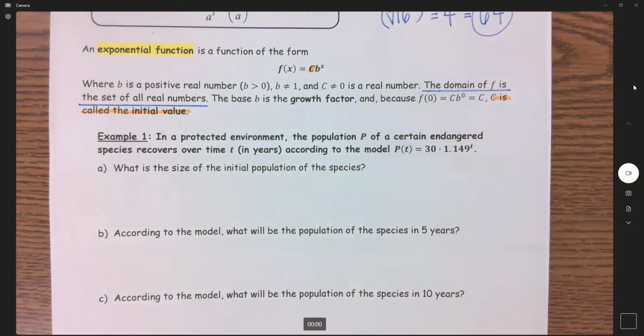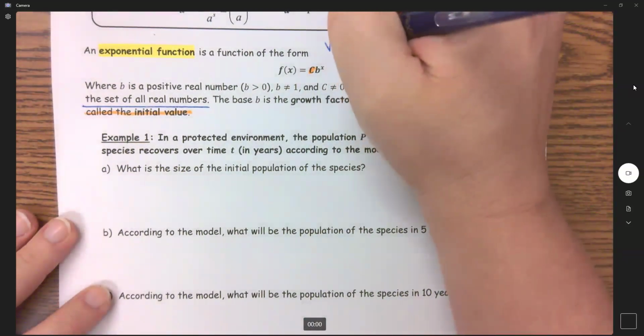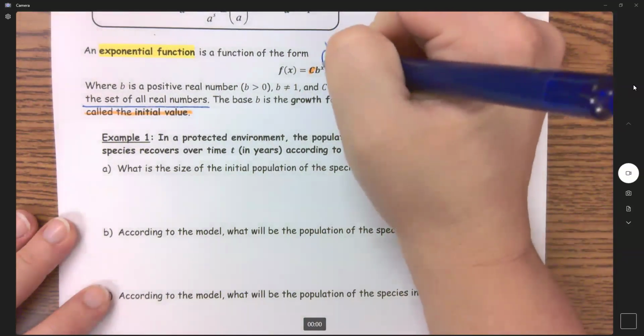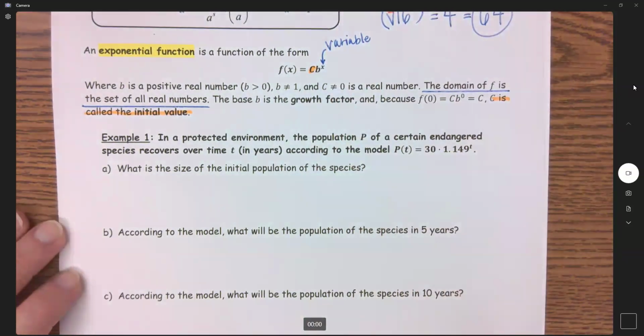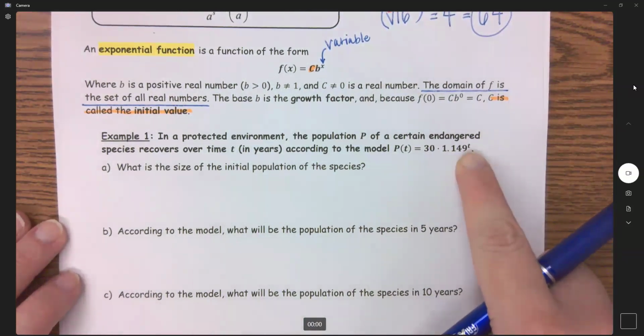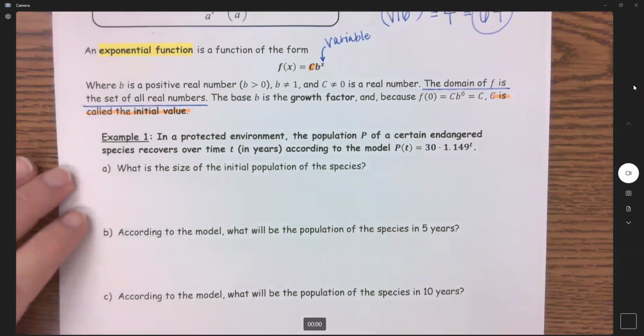And what makes an exponential function, how you can look at it and tell, is that your variable will always be in that exponent position. A lot of times we're going to have it to the t power, but that variable can be any variable it wants to be. So an exponential function, you can tell because that variable is in that exponent position.